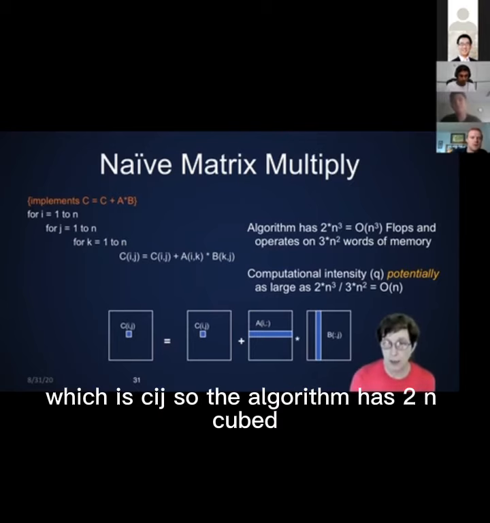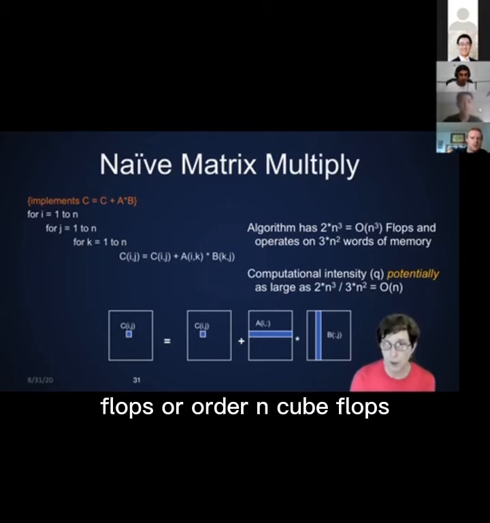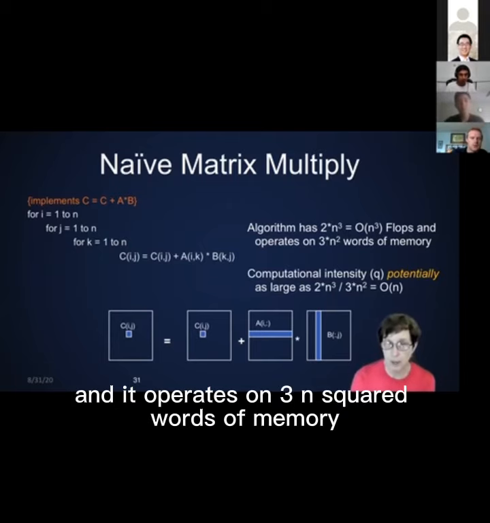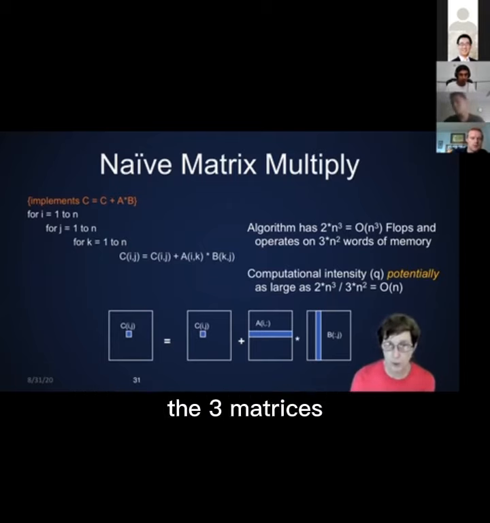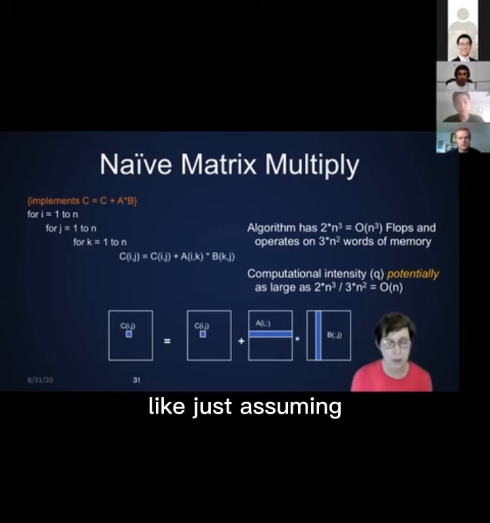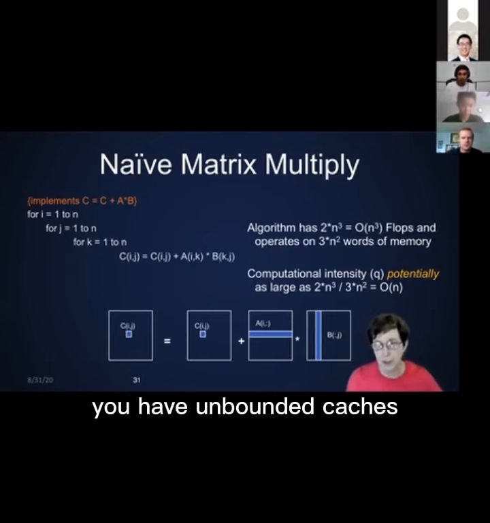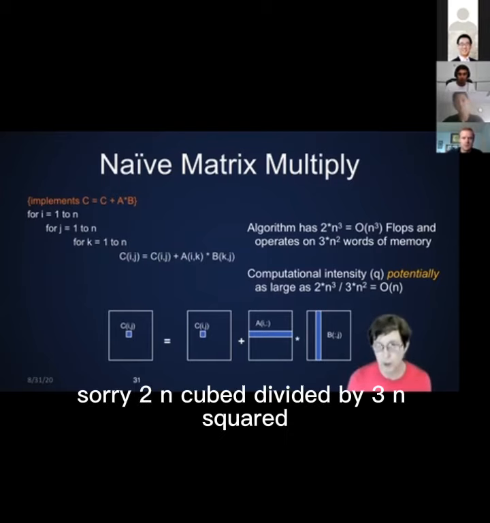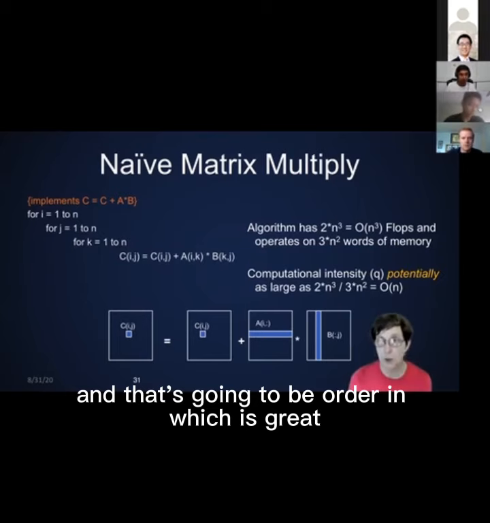So the algorithm has 2 n cubed flops, or order n cubed flops, and it operates on 3 n squared words of memory, the 3 matrices. So the best computational intensity you could possibly have, just assuming you have unbounded caches, is going to be 2 n cubed divided by 3n squared. And that's going to be order n, which is great, right?